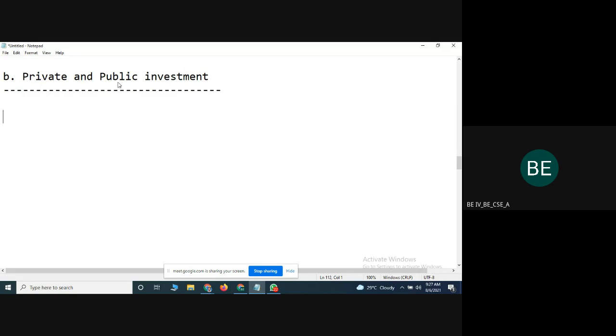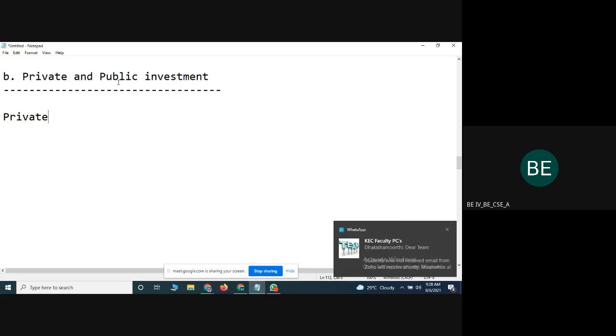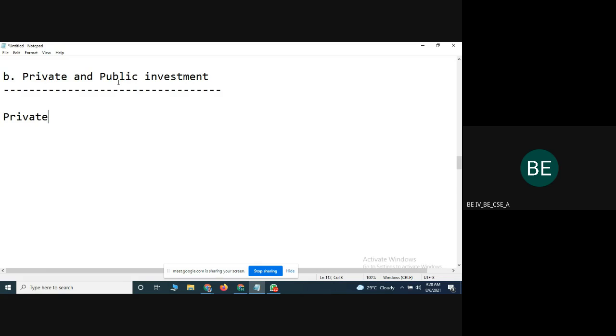So private, in the sense, the best examples are Jio company and Airtel company. They are the best examples for the private sector. Now I am going to define what the private sector is. The investment made by an individual person or private companies or corporate companies is called private investment.